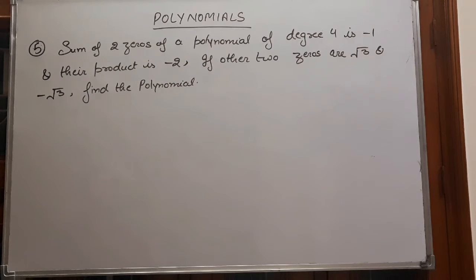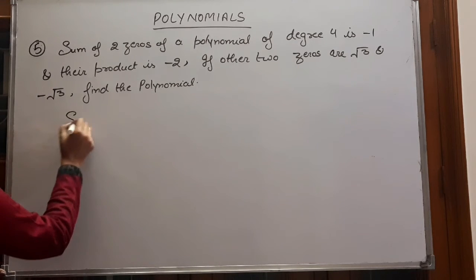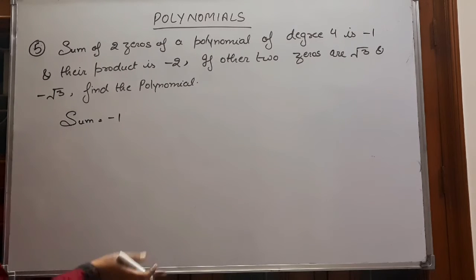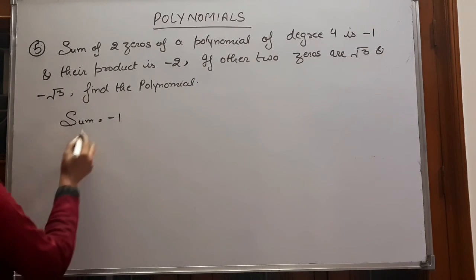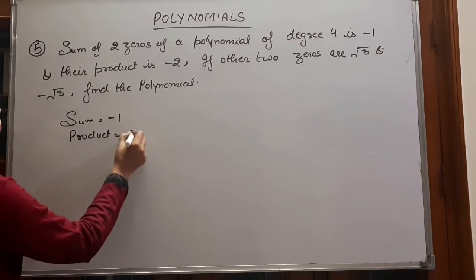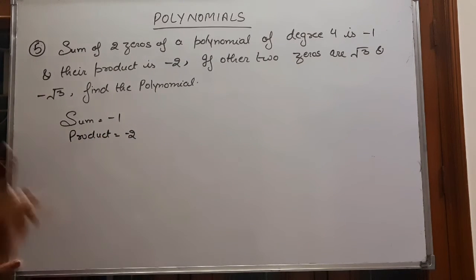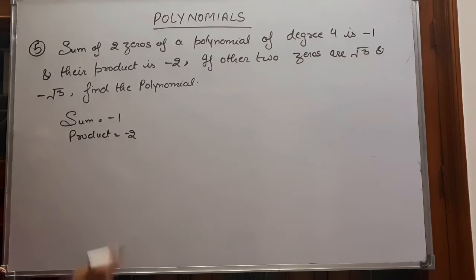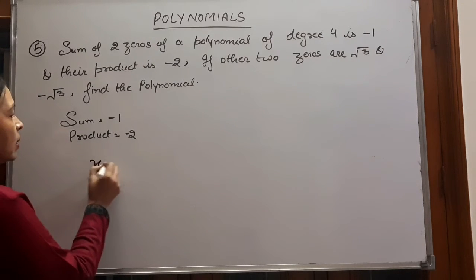Sum of two zeros of a polynomial of degree 4. We have a polynomial with degree 4. The sum of two zeros is minus 1, and their product is minus 2. The sum of two zeros and the product of two zeros are given as minus 1 and minus 2 respectively. First, let's make a quadratic polynomial.